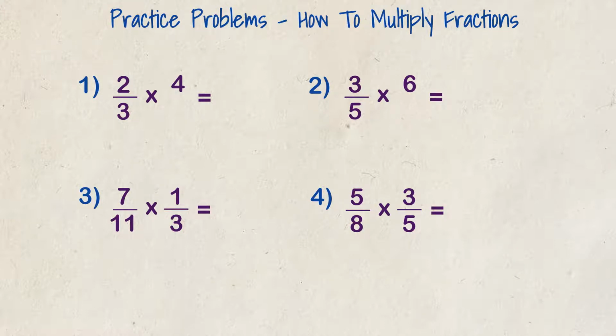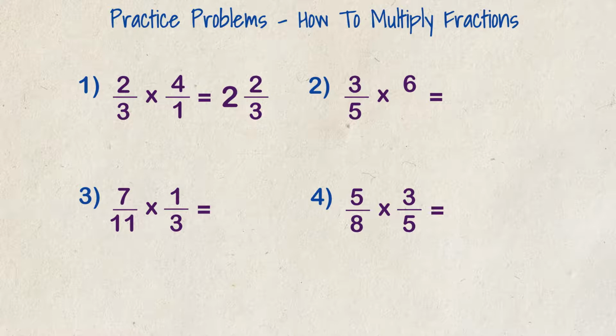Example 1, 2/3 times 4. First thing we want to do is convert 4 into a fractional form. So we write 4 over 1. We multiply straight across. 2 times 4 is 8. 3 times 1 is 3. 8/3 is our answer. If you want to convert it to a mixed number, you divide 3 into 8, which goes 2 times, with a remainder of 2. 2 and 2/3 is the mixed number.